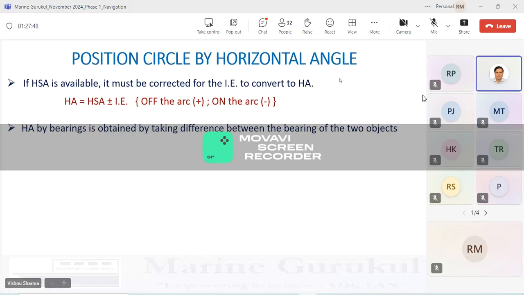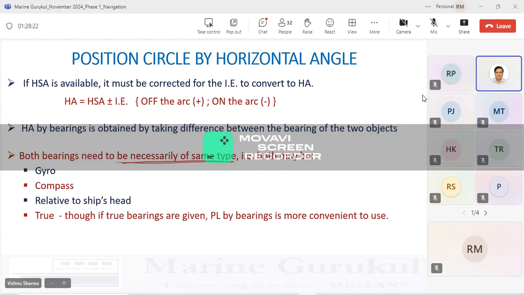Horizontal angle by bearings is obtained by taking the difference between the bearings of the two objects. Both the bearings need to necessarily be of the same type. Either both need to be compass, both gyro, both magnetic, or both relative. That is, both may be gyro, both may be compass, both may be relative, both may be true. Though if they are true, then you don't have to use this method. You can plot the true bearings directly on the chart.